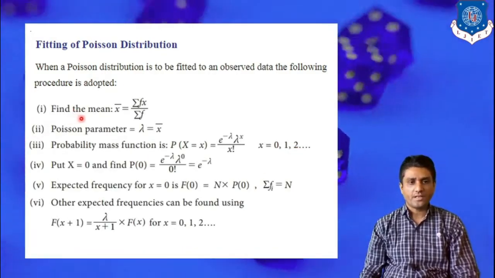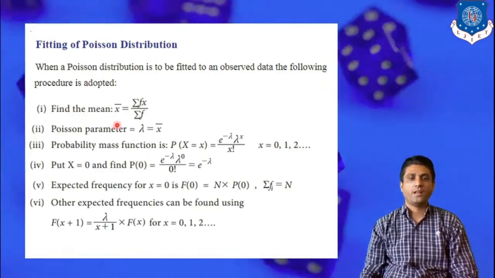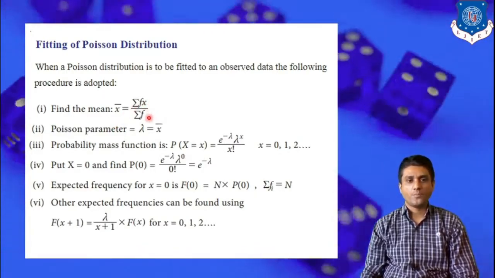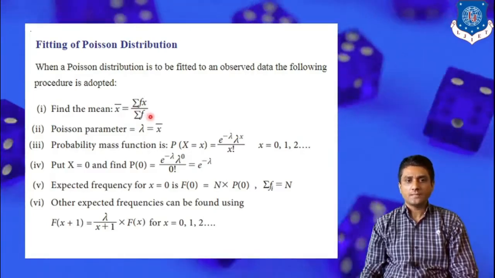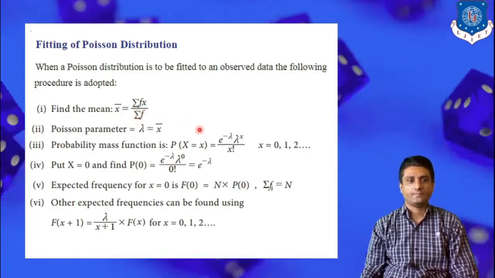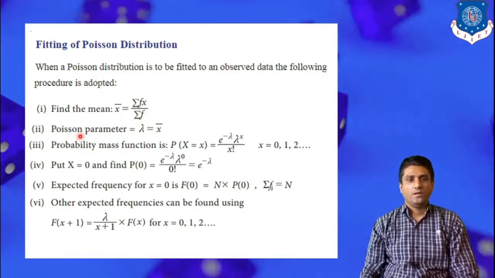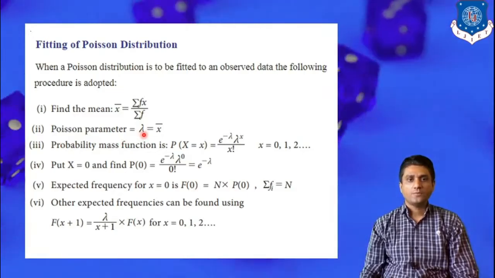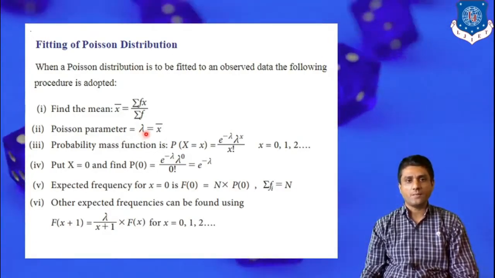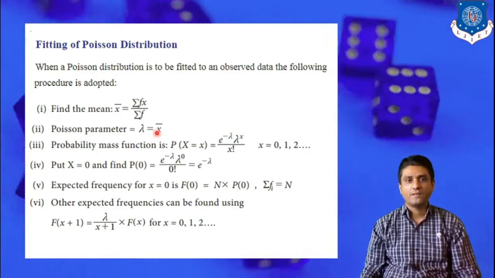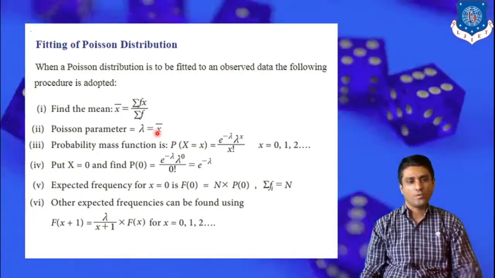The first step is to calculate the mean, that is x bar, which is equivalent to sum of fx upon sum of f. This denominator, sum of f, is sometimes also denoted by capital N. Next we have to obtain the Poisson parameter lambda, and we know that for the Poisson distribution lambda is equivalent to the mean. You may write x bar, mu, whatever you wish.